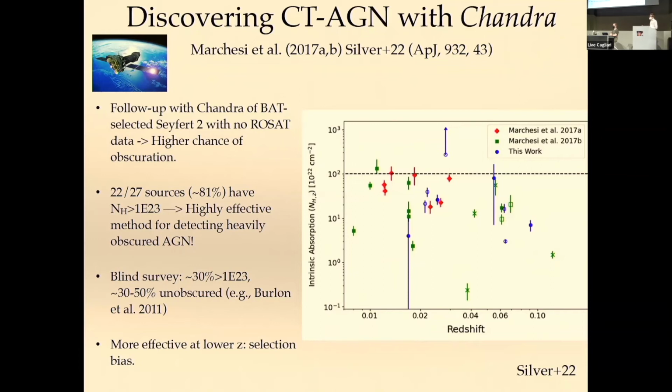Indeed, our follow-up across the years, a couple of papers with me as first author, then a very recent paper published by Ross Silver, a graduate student at Clemson. We put together a sample of almost 30 sources. And indeed, as you can see in this plot where the line of sight column density is plotted against the redshift, almost 80% of them have an NH above 10^23. So this method is indeed very effective to detect sources, and we plan to expand it since BAT is continually scanning the sky and detecting new objects. As a reference, in a blind survey, only 30% of the sources have an NH above 10^23.